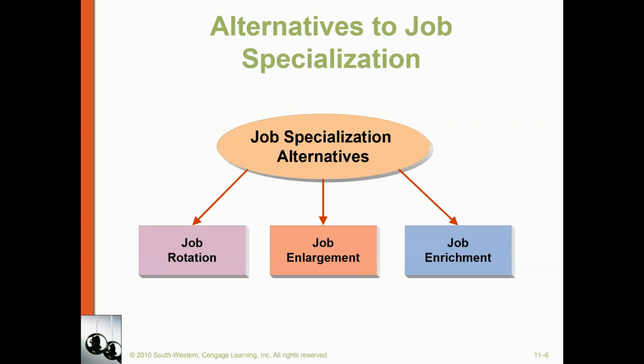Another option is job enlargement. Instead of doing one very specialized job, you might actually have two. So your job actually gets bigger, it enlarges. And then we have job enrichment. I want to make sure you understand the difference between job enlargement and job enrichment. Enrichment not only increases the number of tasks you're doing, but it also increases the control you have over your job. So with job enrichment, you might have more authority or discretion in making decisions about your job.